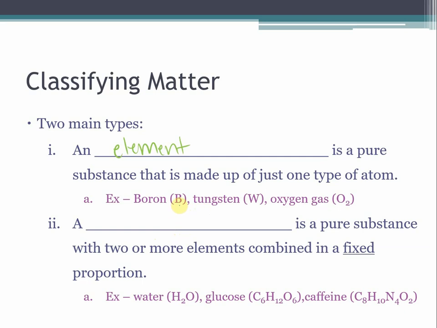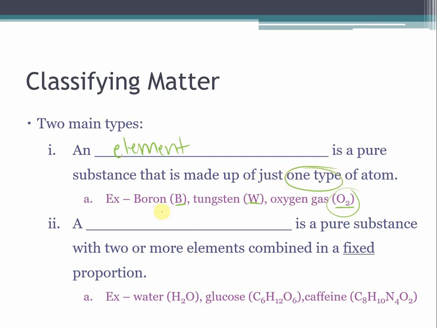So some examples would be boron, which is B, or tungsten, which is W, or oxygen, which is O2. More on this pretty soon, but oxygen is actually made of two oxygen atoms stuck together. It's still an element though because both of those atoms are oxygen. It's still just one type of atom.